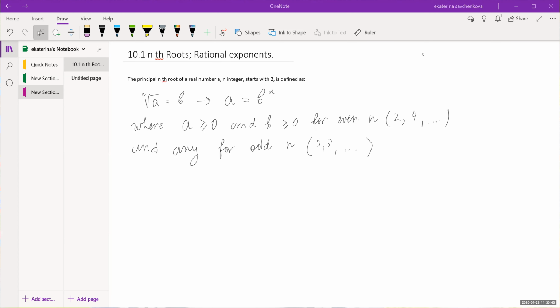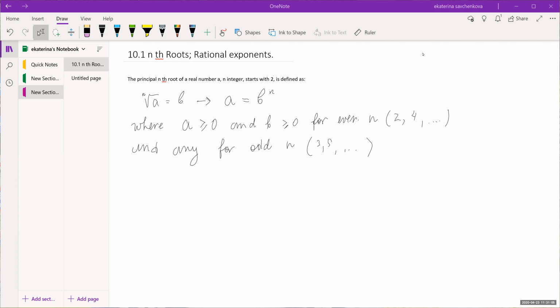For even n, like 2, 4, like a square root, a fourth root, sixth root, both a and b must be positive. And for odd n, like 3, 5, so it's a cubic root, fifth root, a and b can be any sign, so they can be either both negative or both positive.